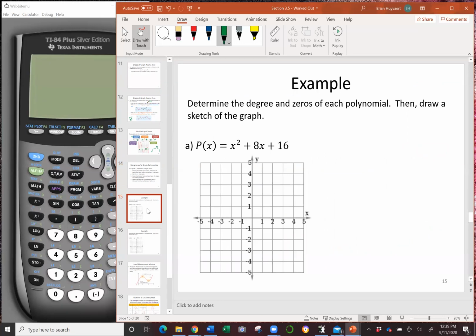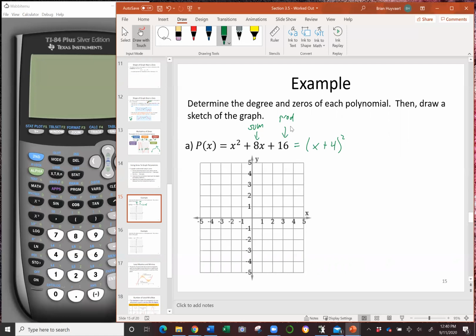So if we have a function like x squared plus 8x plus 16, I know that that factors to x plus 4 squared. And if you're not totally sure about that, think about how we need two numbers that have a product of 16 and a sum of 8.